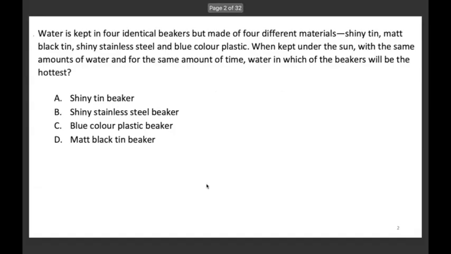The first question. Water is kept in 4 identical beakers, but made up of 4 different materials. One is shiny tin, one is matte black tin, one is shiny stainless steel, and the other is a blue-colored plastic. When kept under the sun with the same amount of water and for the same amount of time, water in which of the beakers will be the hottest? Okay. Shiny tin beaker, shiny stainless steel beaker, blue-colored plastic beaker, or matte black tin beaker.